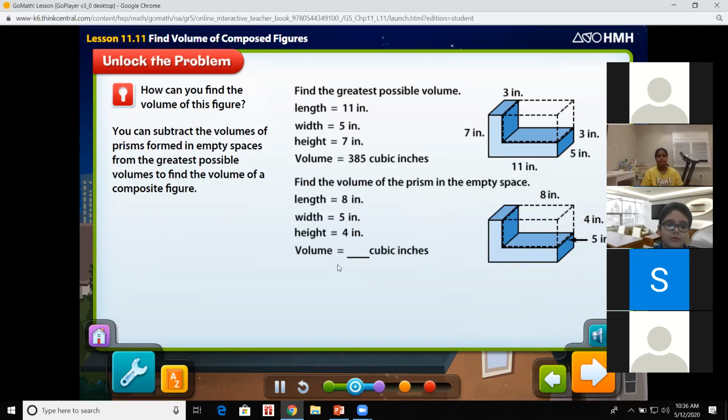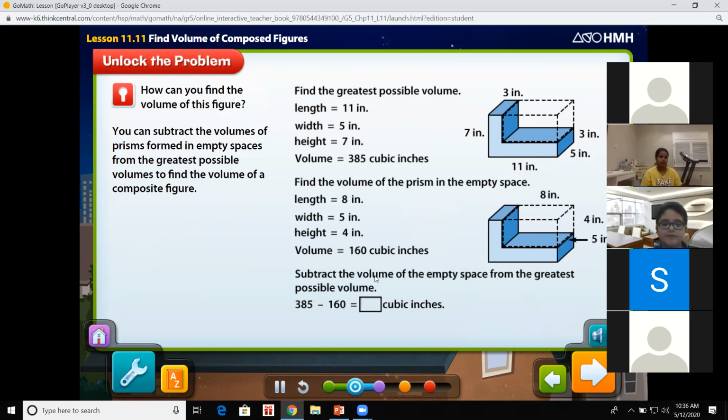Now that you know the length, width, and height of the empty space, what's the volume of the empty space? Tell me. 8 times 5 times 4. 160. Very good. It's 160 cubic inches. Now subtract the volume of the empty space from the greatest possible volume and tell me.